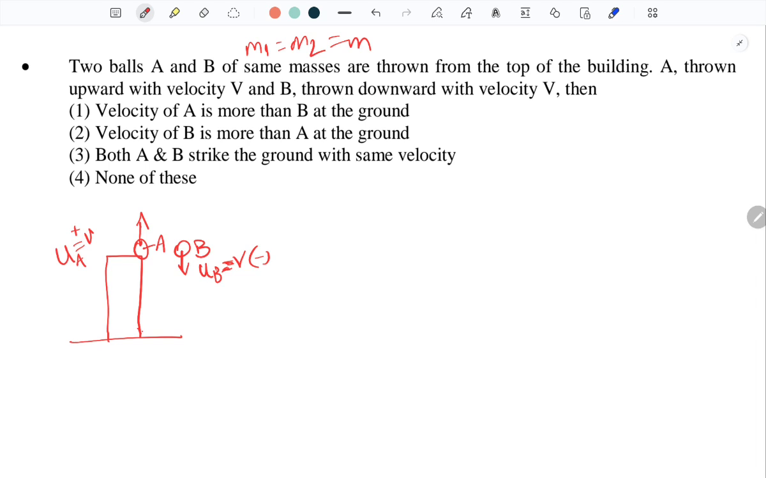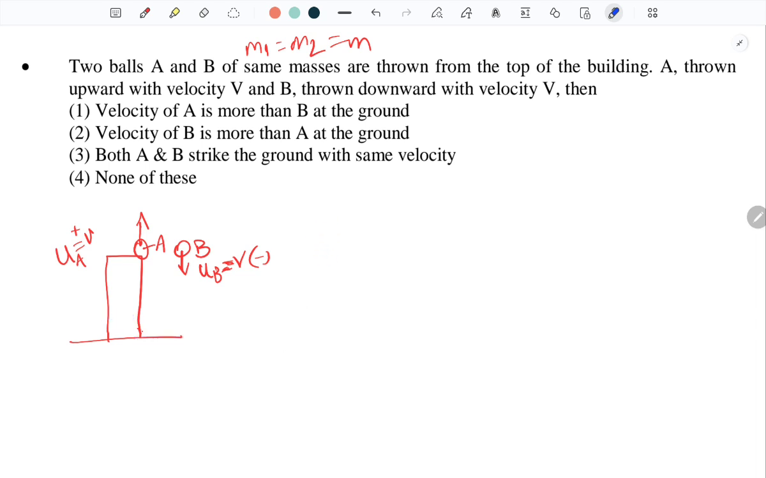Then what is the question asked? Velocity of A is more than B at ground. Velocity of B is more than A at ground. Both A and B strike the ground with same velocity. None of these. So what will be the option? A travels this way, whereas B the path is this way.